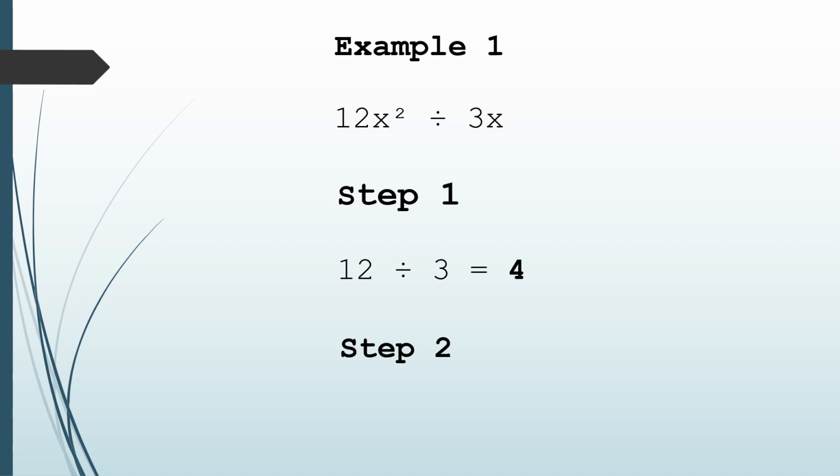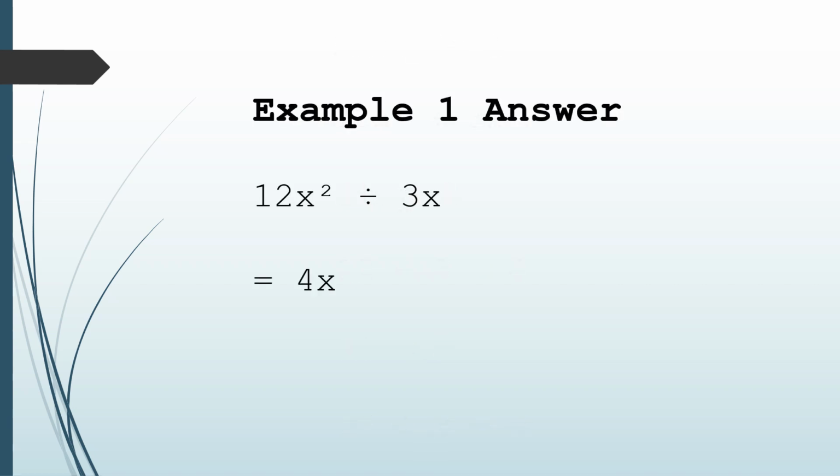Let's look at example 1. 12x squared divided by 3x. First, divide the coefficients. 12 divided by 3 equals 4. Next, divide the variables. x squared divided by x equals x. Now let's put the answer together. Combining both parts together, 12x squared divided by 3x equals 4x, so the answer is 4x.